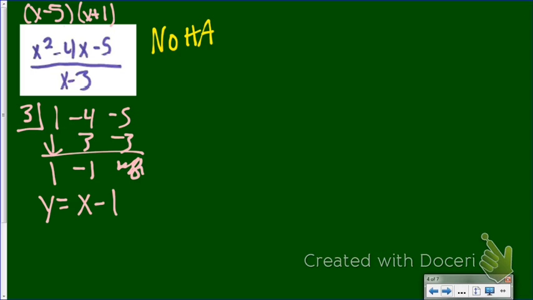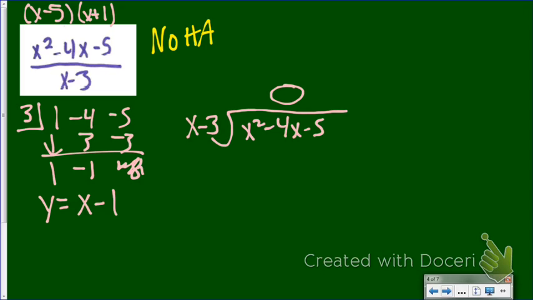Now, I do want to review long division real quickly, just in case you have a case where you have to divide by a higher degree polynomial. So if you don't remember the process, x minus 3 is going to get divided into x squared minus 4x minus 5. And to find what number goes up at the top, all we're going to care about is the first term of both parts. So x times something gives me x squared, and that's x.